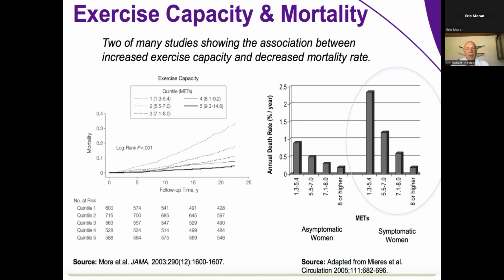On the right-hand side, it looks at men versus women, but once again, same idea. The people who are in the highest quartile of exercise had the best prognosis, and the people who had the worst exercise tolerance had the worst prognosis. Next slide.